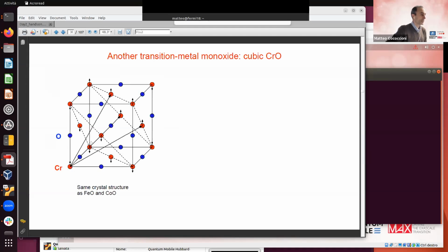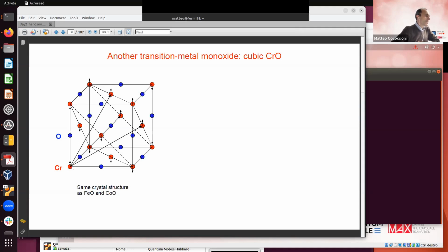I have a finite magnetization because of Hund's rule, and in particular, these transition metal monoxides are typically characterized by an antiferromagnetic ground state that is based on the alternation of ferromagnetic planes, 111 planes of transition metals, that alternate with opposite magnetization with respect to the neighbors, as shown in this picture.